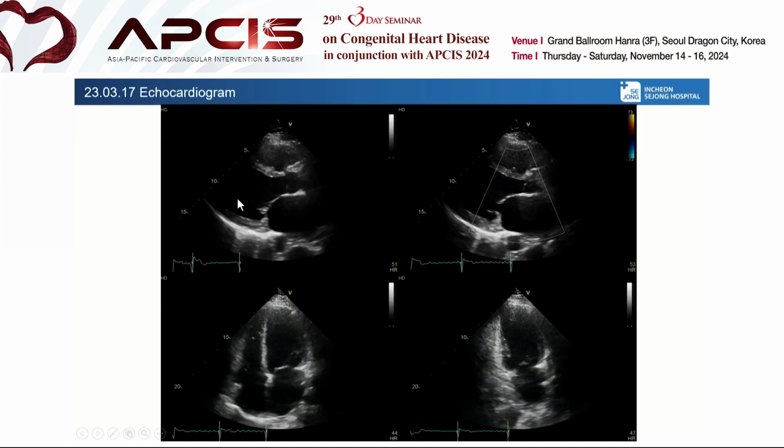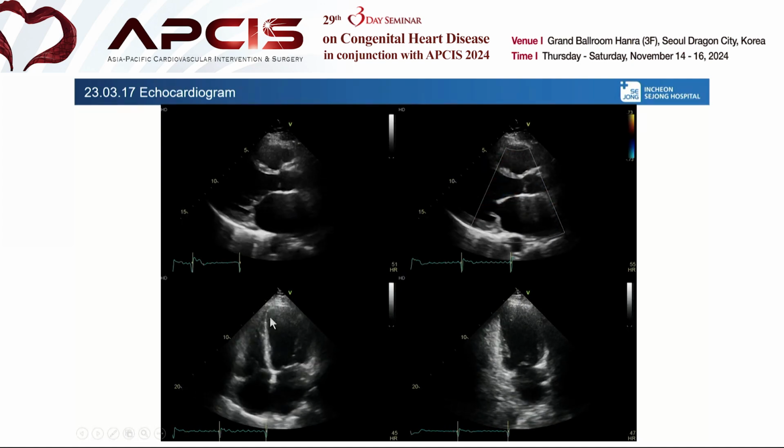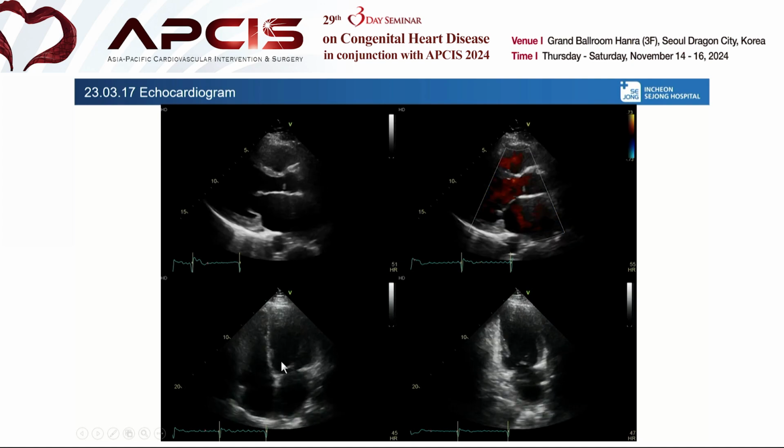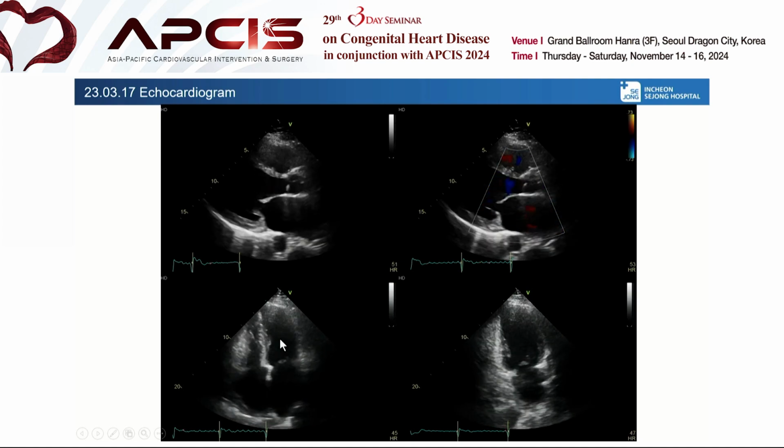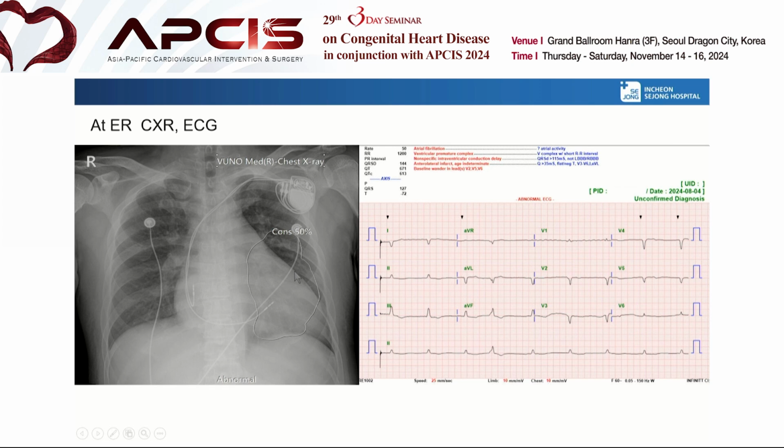One year ago, his echocardiography was like that. Even though the heart rate was decreased, the LV function and RV function were only mildly decreased, like 45%. However, after he was transferred to me, I checked his genetic study, and then I found his lamin mutation. Lamin mutation is very famous for ventricular tachycardia or ventricular fibrillation. And his LV function decreased very, very rapidly.